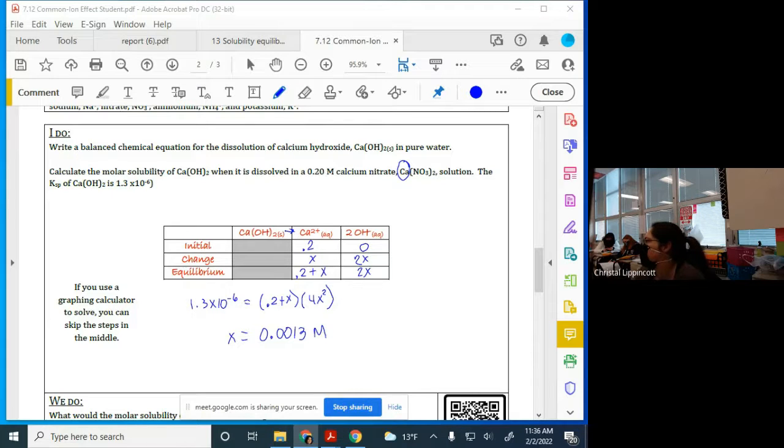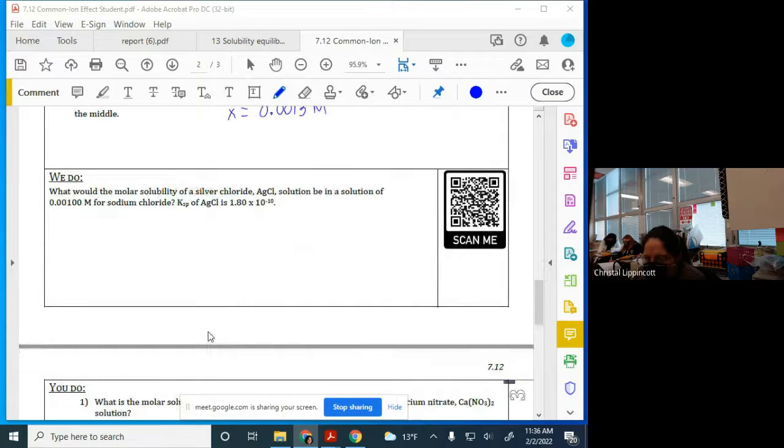All right, questions on that? All right. So now we're figuring out the molar solubility of this guy. We've got our solution already has sodium chloride in it. So we've got AgCl. It's a solid. It's going to form into Ag+ and Cl-.